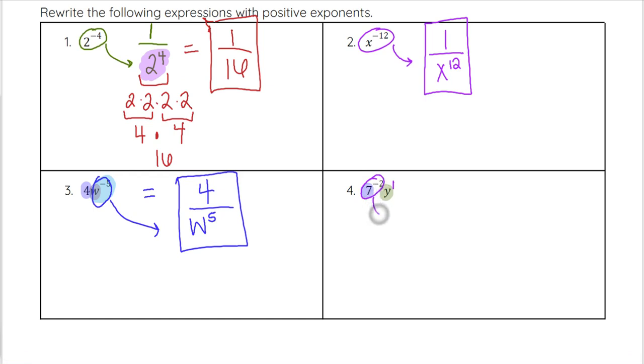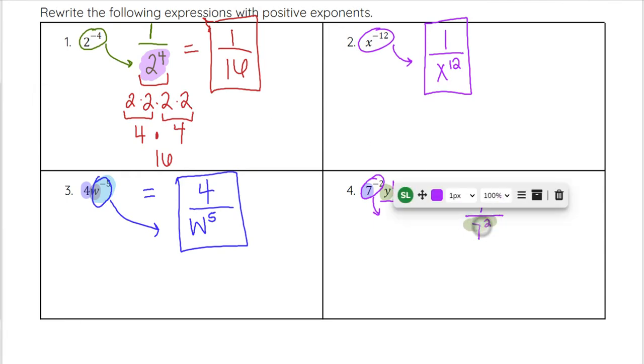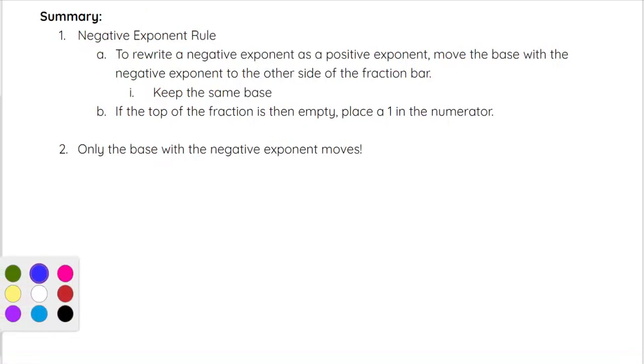7 to the negative second power is going to have to move to the denominator. Y is going to stay where it's at. So we will have y to the first power, or just y on top, and then 7 to the positive second power on the bottom. Now, because this is a number base, 7 squared, we can go ahead and evaluate. That's going to be y over 49 because that's 7 times 7. And so y over 49 would be your answer on this one.